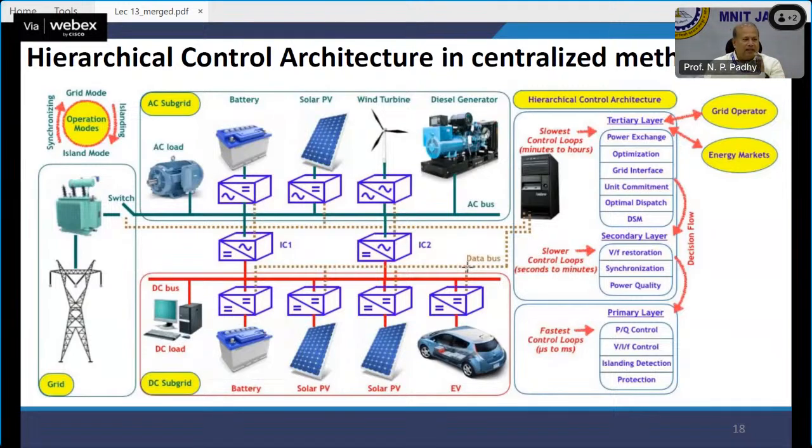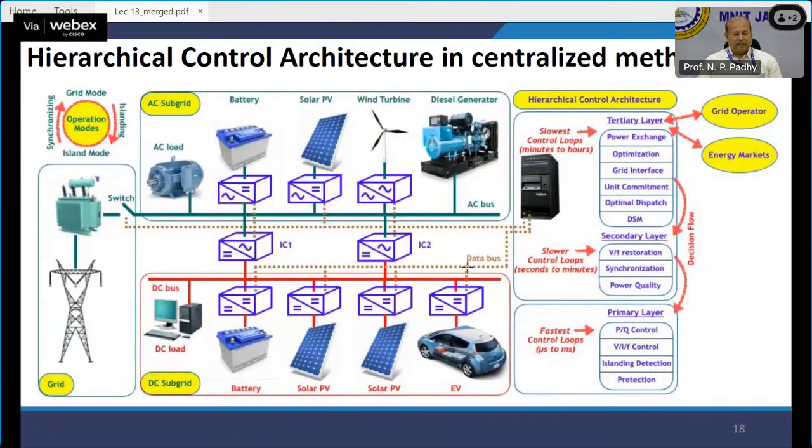So when you come from islanding to grid, there is a synchronizing capacity. The left top corner rotational diagram very clearly talks about the operation mode. Grid mode: islanding to synchronization becomes grid mode. All right, so this is the cycle.